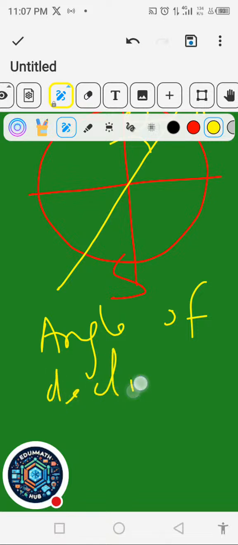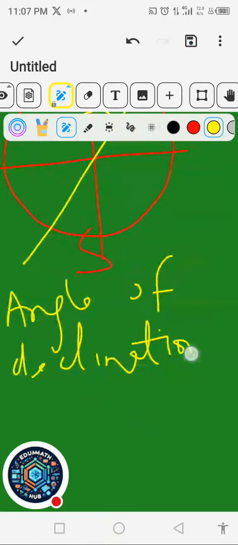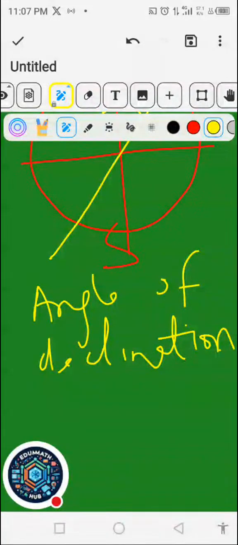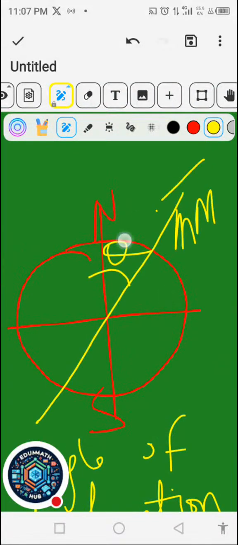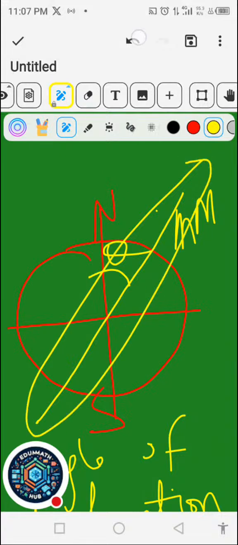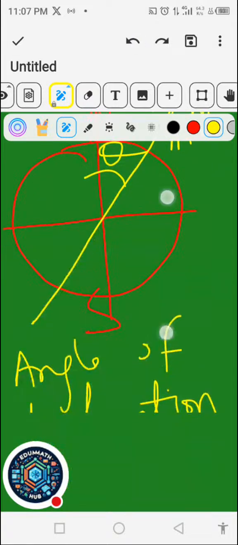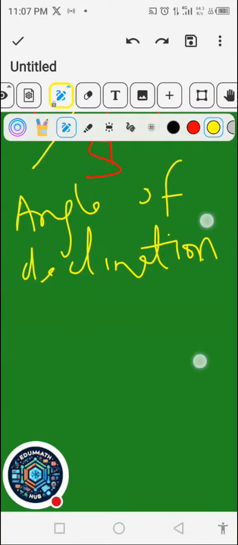JAMB asked this question in the 2024 mock. So the angle of declination is the angle between the magnetic meridian and the geographical meridian. The angle between the magnetic meridian, you can see the magnetic meridian here, and the Earth's meridian, is called the angle of declination. Move to the next one.